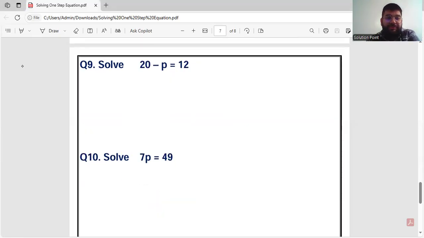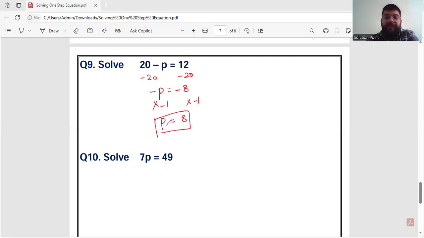Now the last two questions. 20 minus p equals 12. So let's get rid of this 20 from here. So we need to subtract 20 on both sides. So this will become minus p and this will become minus 8. Now we need to solve this value of p. So we need to find the value of positive p. Now for doing that, I'll be multiplying negative 1 on both sides. So the value of p will become 8.